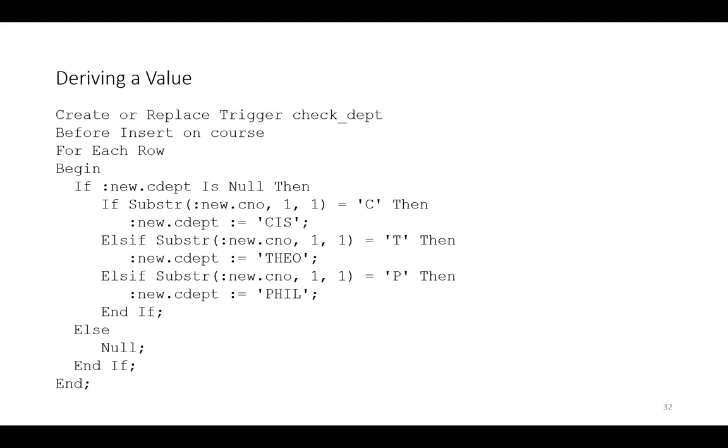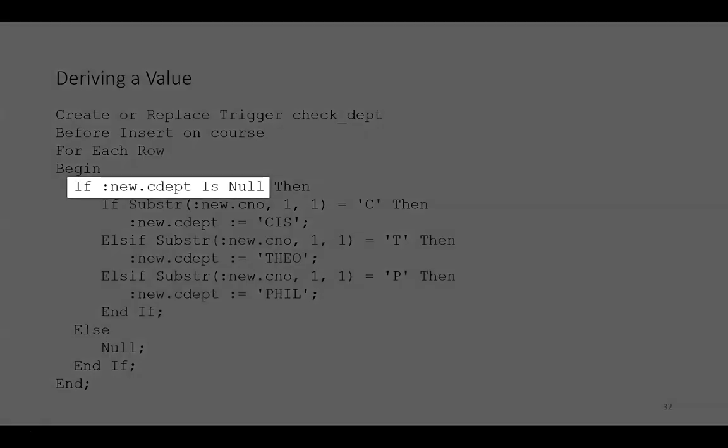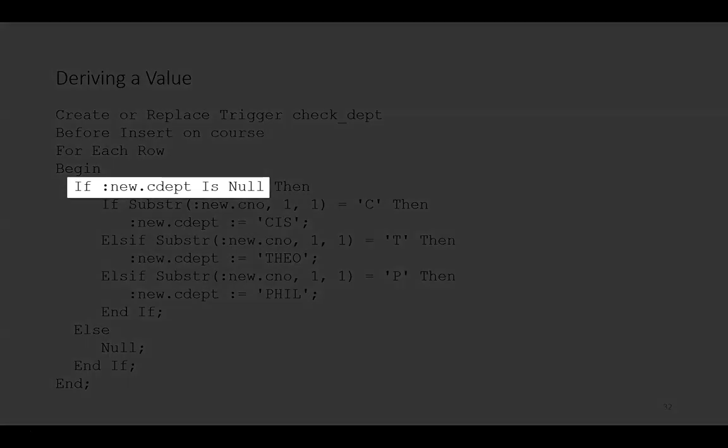Another useful application of a trigger is to derive a value based on whatever information might be available. If we were inserting a row into the table, perhaps the user cannot supply the C department column. They can supply values for all of the other columns, but not C department. What we'd like to do is automatically generate the appropriate value for this column based upon other information that was provided by the user.